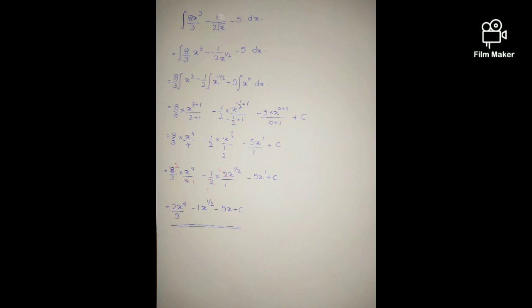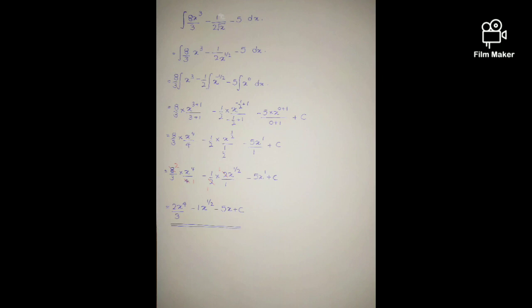Now let's take the constants out using the second theorem we have discussed. In that case, you can write this integration as 8 over 3 integration x to the power 3 minus 1 over 2 integration x to the power minus half minus 5. This constant you can write as x to the power 0, using the last theorem we have discussed. Then we can use the usual integration theorems.